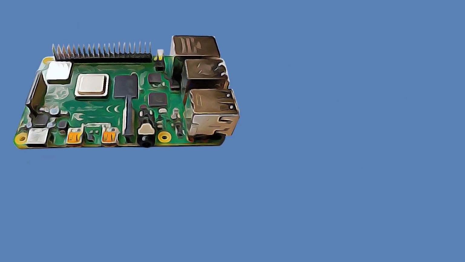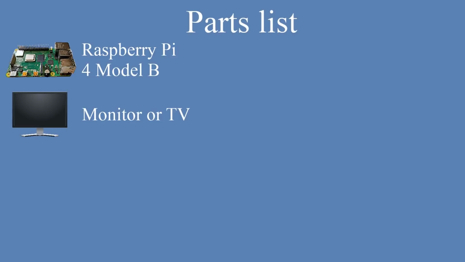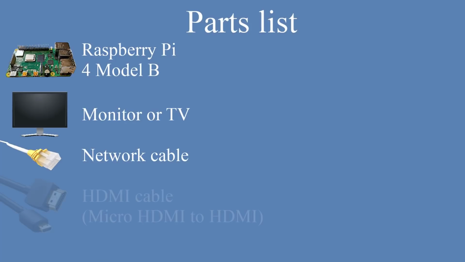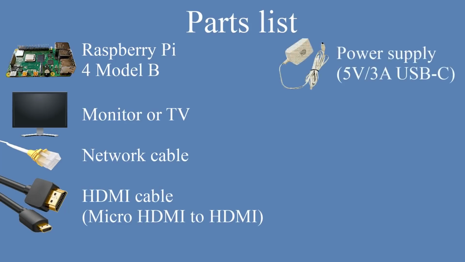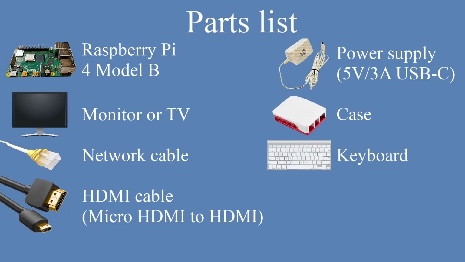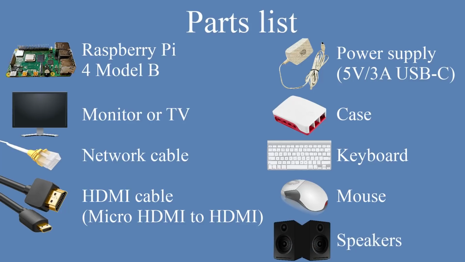Besides the Pi, you're also going to need a monitor or TV, a network cable if you're not using Wi-Fi, and unless you have the Raspberry Pi 400 personal computer kit, you'll also need a HDMI cable, a power supply, a case to pop your Pi in, and a USB keyboard and mouse. You may also want some speakers if there aren't any built into your display.